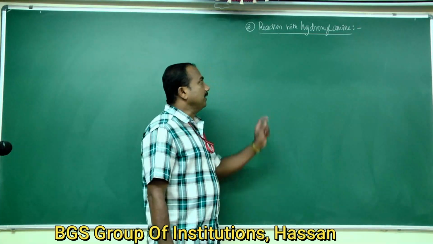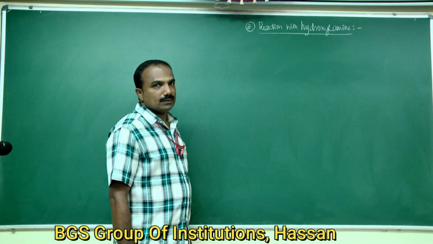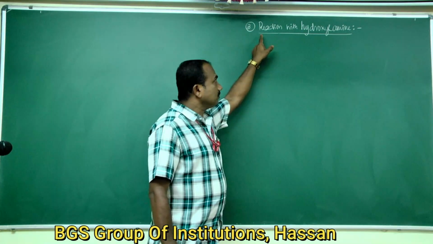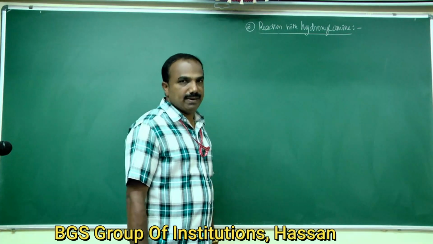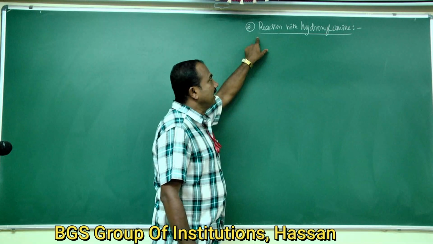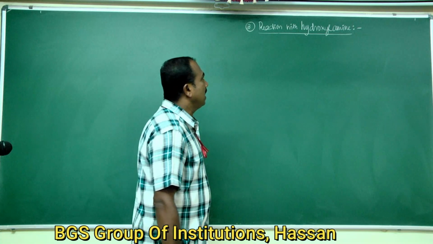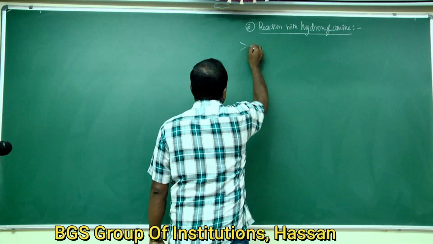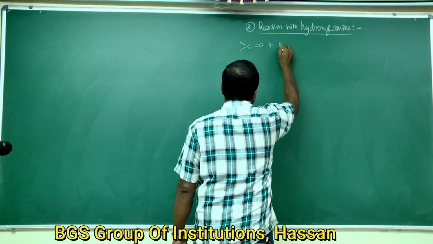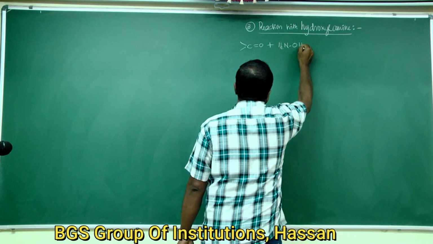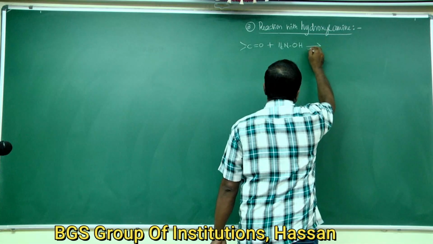So today we'll continue reactions of aldehydes and ketones. That is reaction with ammonia and its derivatives. In that, the third reaction is reaction with hydroxylamine. Carbonyl compounds on reaction with hydroxylamine, that is NH2OH, give the intermediate.